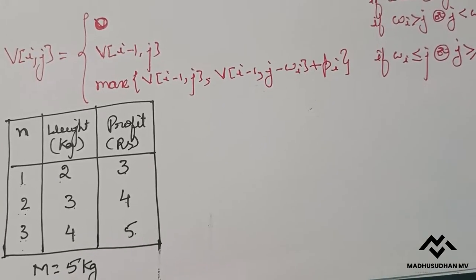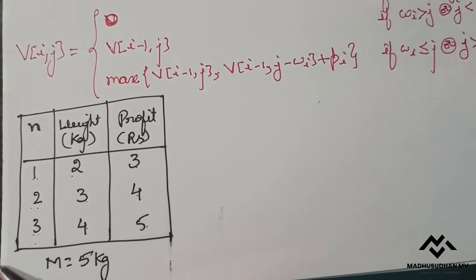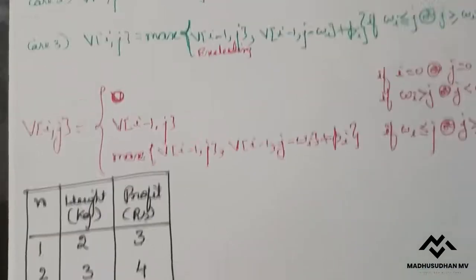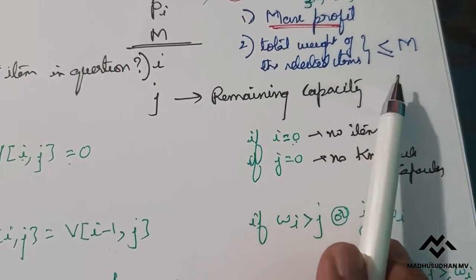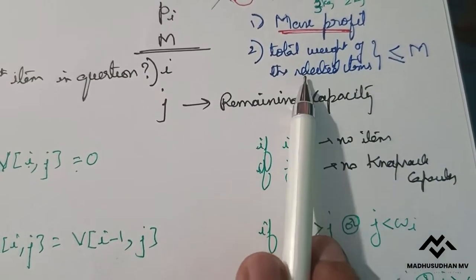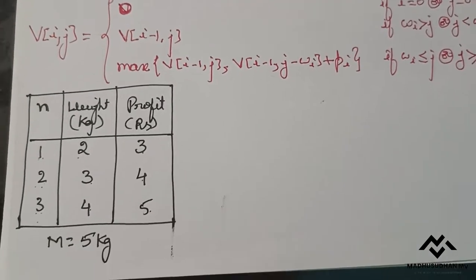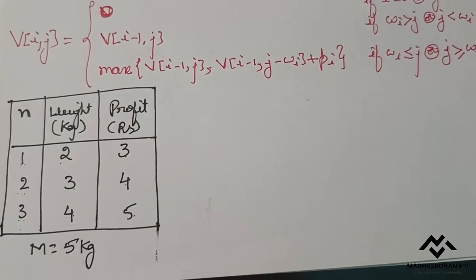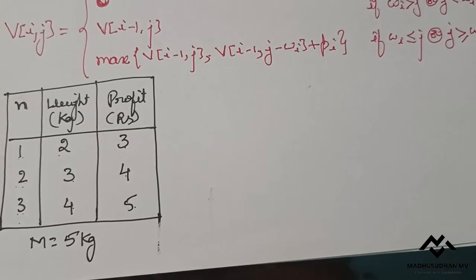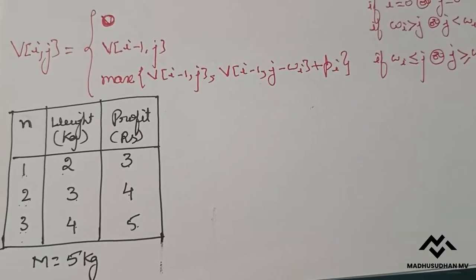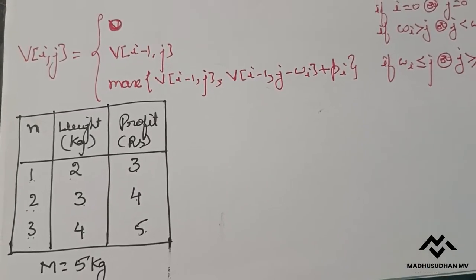Now we need to find out which items to take so that we get the maximum profit subject to this condition. That means the total weight of the selected items should be less than or equal to the maximum capacity. So we need to satisfy these two conditions. For that, I told you dynamic programming solves the problem by constructing a table. Whenever a subproblem comes, we solve it the first time, and when the same subproblem comes once again, instead of recalculating, we simply get the solution we solved previously.